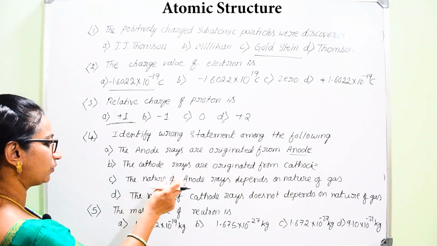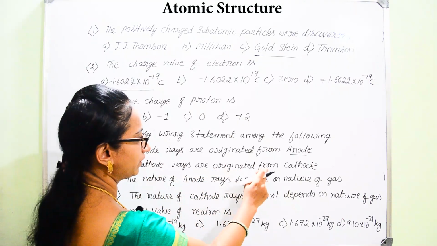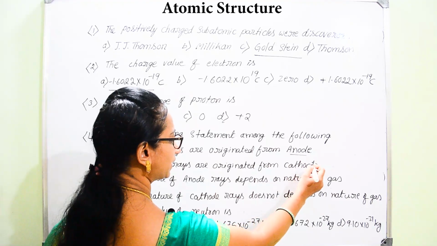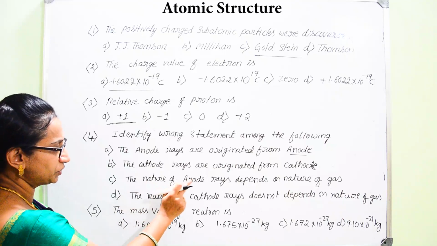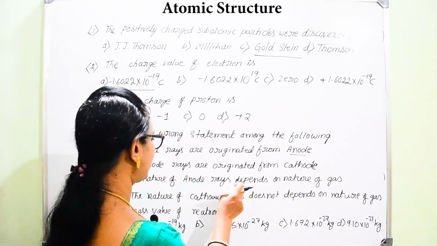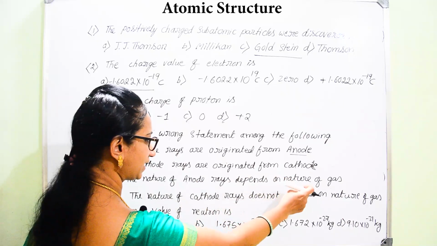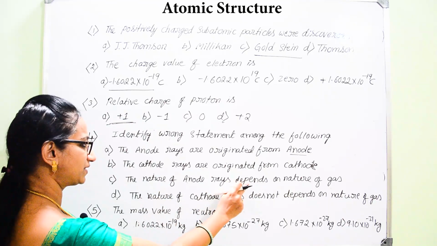Of course, we can follow up with the next statements also. The cathode rays originate from the cathode. Exactly, the cathode rays are emitted from the cathode plate. It is a right statement. And the nature of anode rays depends on the nature of the gas. Obviously, if there is a change in the gas, there will be a change in the characteristic of the anode rays. This is also a right statement.